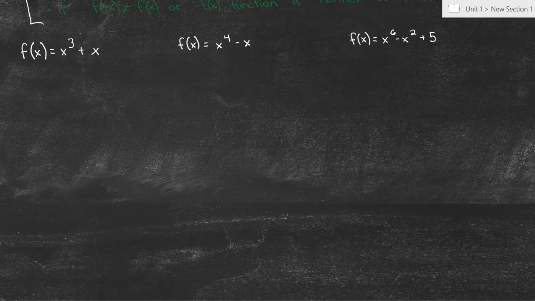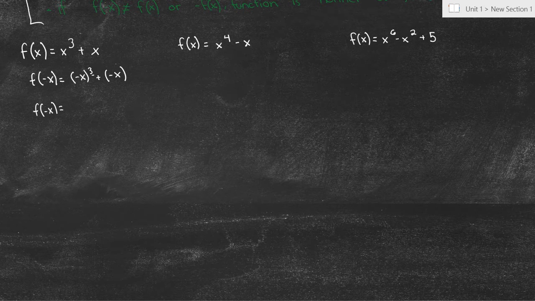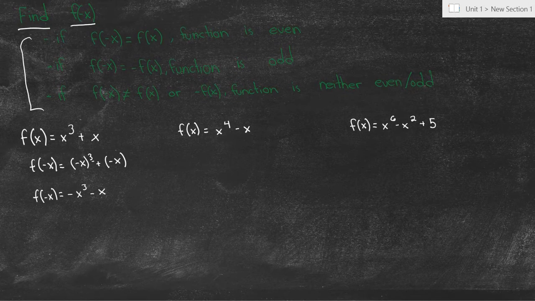We've got f of x equals x cubed plus x, and so our first step, as always, is find f of negative x. So that's going to equal negative x cubed plus a negative x. When we have negative x raised to the third, it's going to be a negative. So we're going to be left with f of negative x equals negative x cubed minus x.